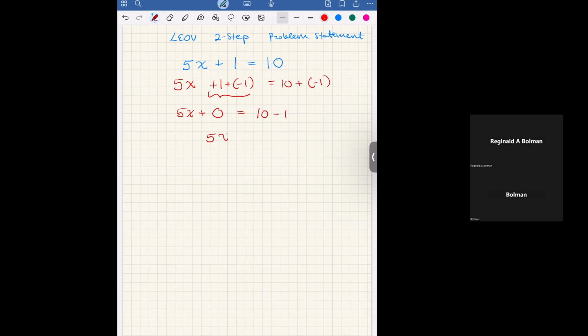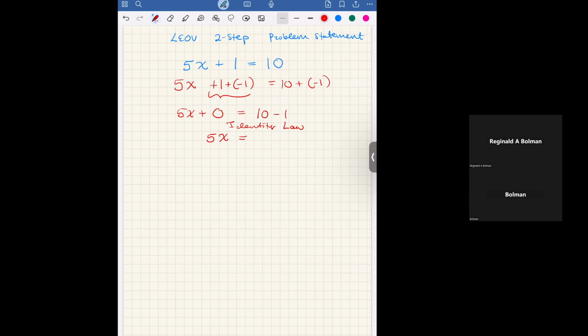5x plus nothing is just going to give you 5x because of the identity law. There again, we don't have to waste brain cells, just automatically know 0 added to anything is just that something. And you have 10 minus 1, which is 9.